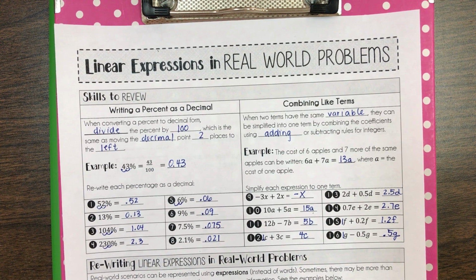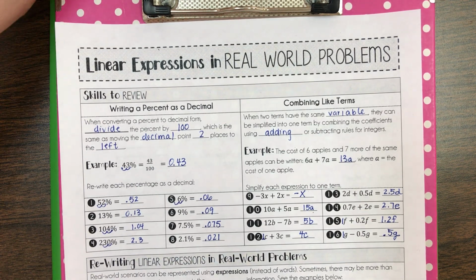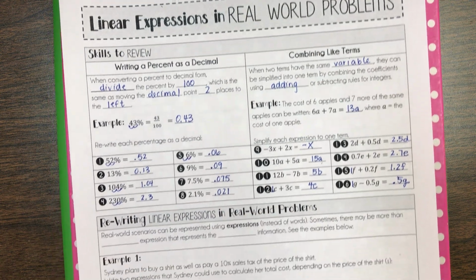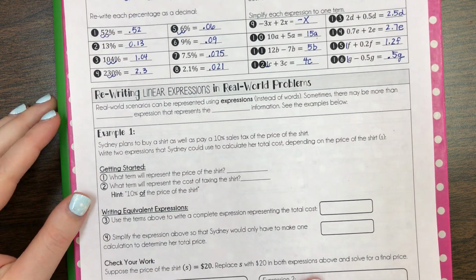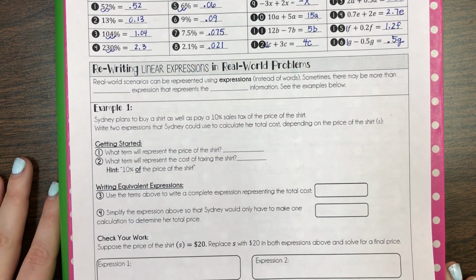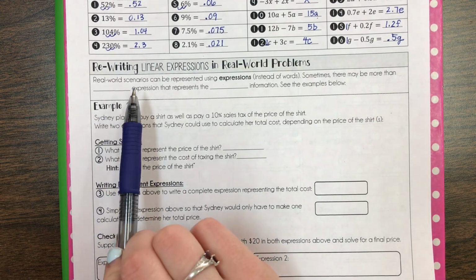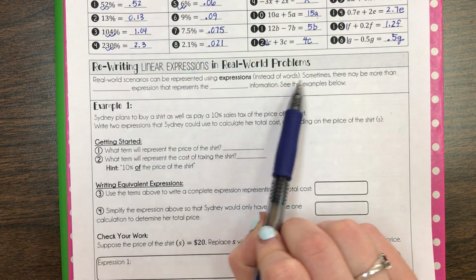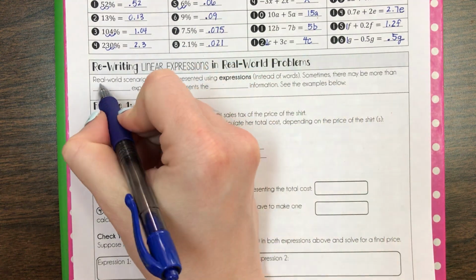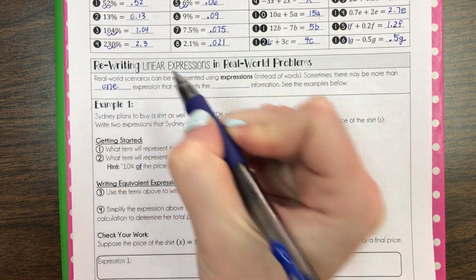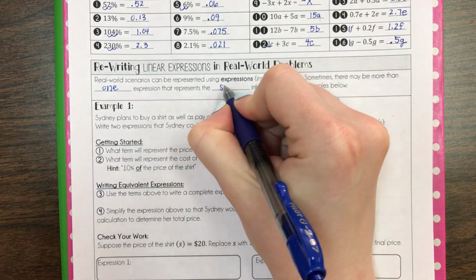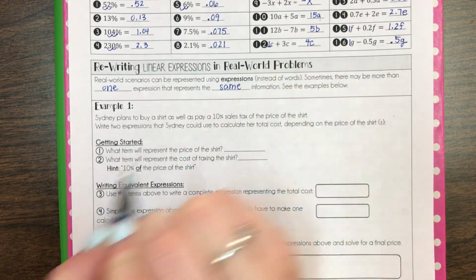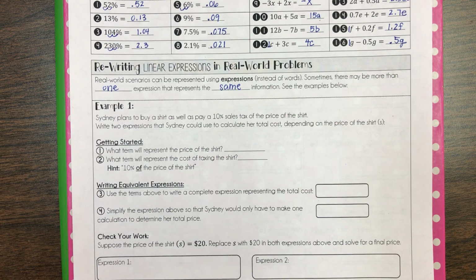All right, let's go ahead and dive into our first example. So writing linear expressions in the real world. So real world scenarios can be represented using expressions instead of words. Sometimes there may be more than one expression that represents the same information. And so we're going to do some examples below.